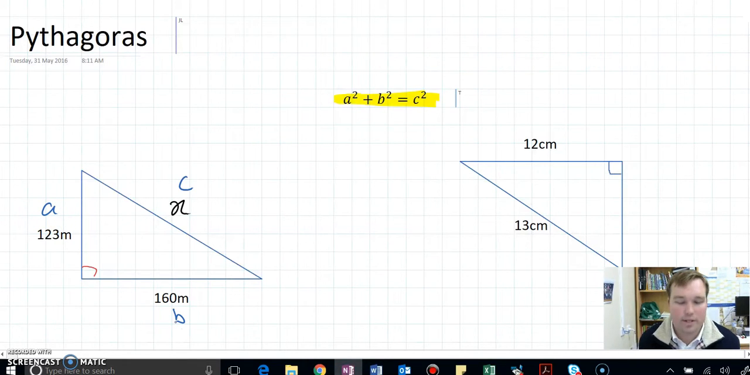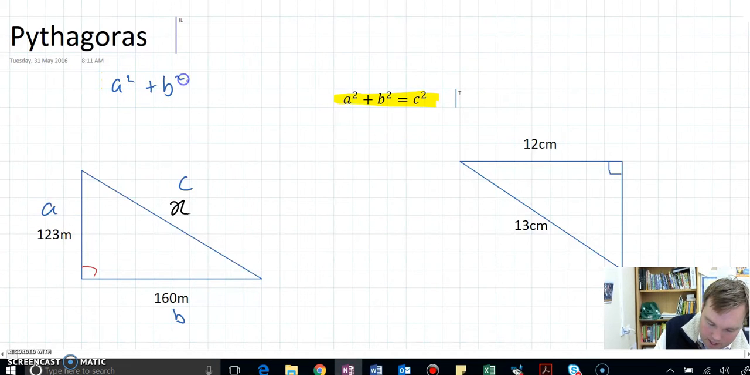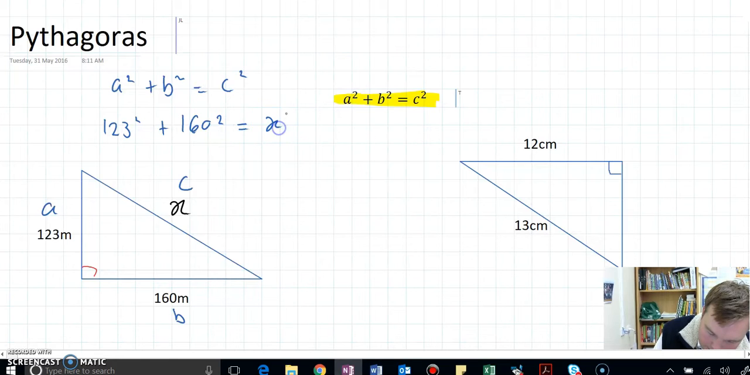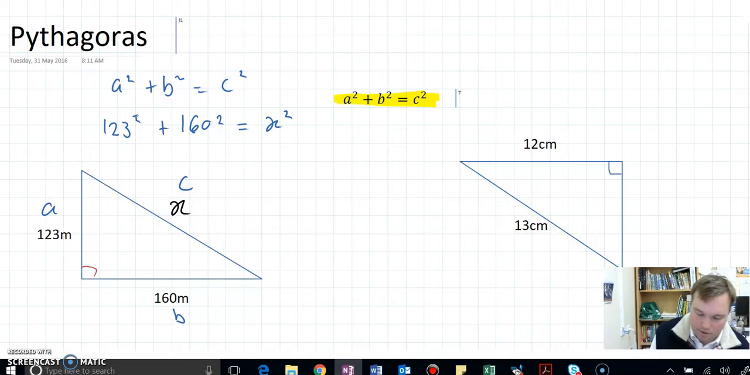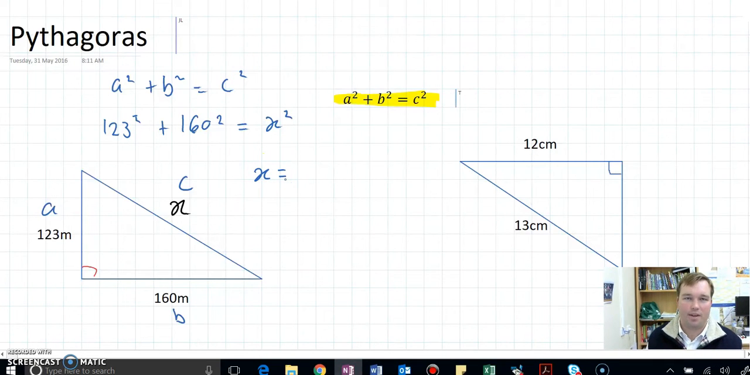Right? Then we substitute into the formula. So I would write the formula first, a squared plus b squared, then sub in the numbers. 123 squared plus 160 squared is equal to x squared. Now, note from here, you can just reach for your CAS calculator. The CAS will give you two answers. One will be positive, one will be negative. Ignore the negative one, the other one's your answer.